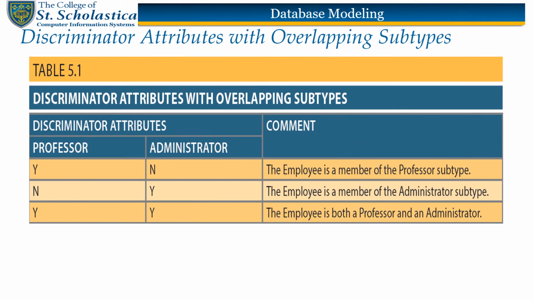As we learned earlier in this presentation, the implementation of disjoint subtypes is based on the value of the subtype discriminator attribute in the supertype. However, implementing overlapping subtypes requires the use of one discriminator attribute for each subtype. For example, a professor can also be an administrator. Therefore, the employee supertype would have the subtype discriminator attributes and values shown in Table 5.1.